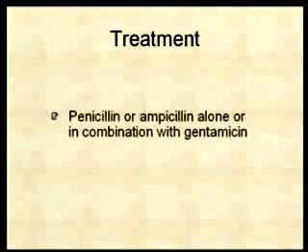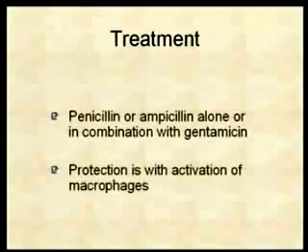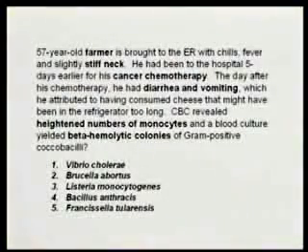Penicillin or ampicillin are the antibiotics for treatment. They can be combined with gentamicin. Protection is with the activation of macrophages. I already told you that. In normal healthy individuals, it enters the body. If we were to take antibody titers of a population, a lot of us will have some antibody to this organism because it's not rare in dairy products and meat products.